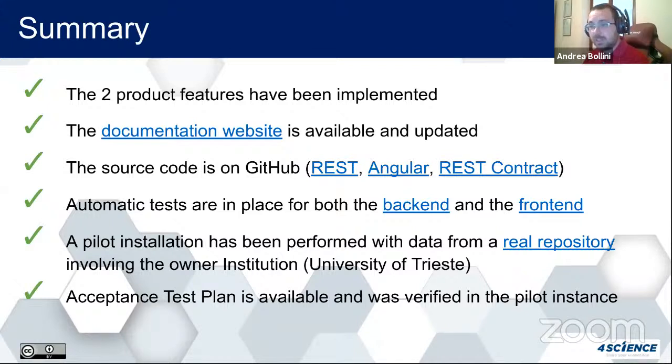A pilot installation has been performed using real data from a real repository with thousands of researchers, thousands of publications, from the University of Trieste. We have an acceptance test plan written specifically for these two data products, and it was verified using the pilot installation.